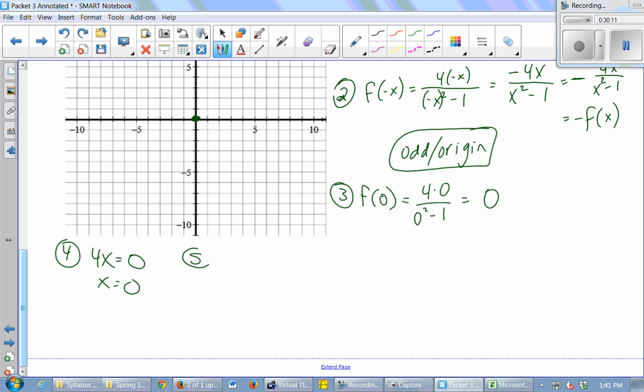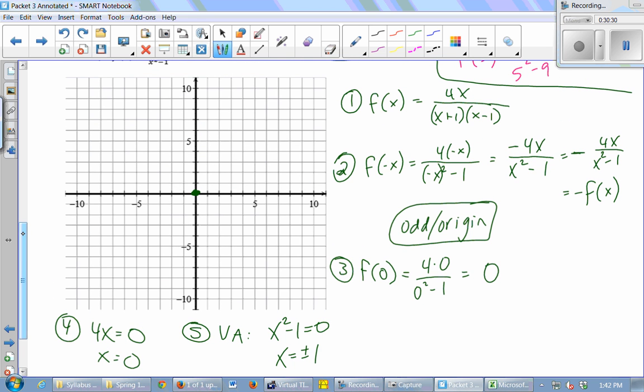Step 5 was vertical asymptotes. And you get that by taking your denominator and setting it equal to 0. So that would give me plus or minus 1. So I can put those in. Yep, vertical asymptotes at plus or minus 1.